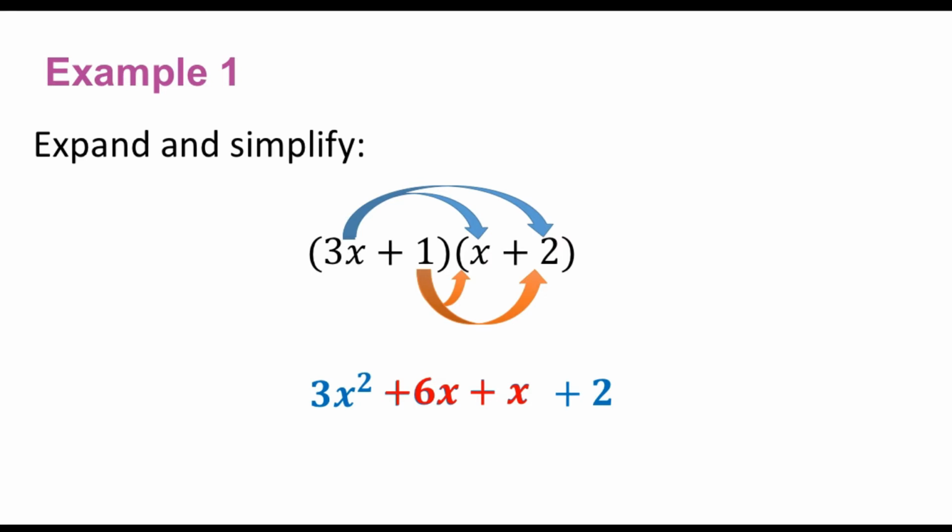We can agree that 3x squared remains, so I write it back. Positive 6x plus x, that's equal to positive 7x. And then the plus 2 remains, I write it back. So my final answer is 3x squared plus 7x plus 2.